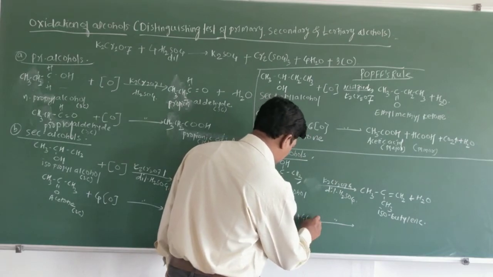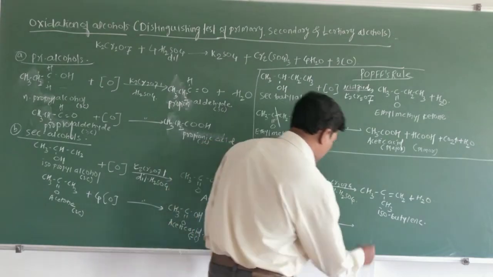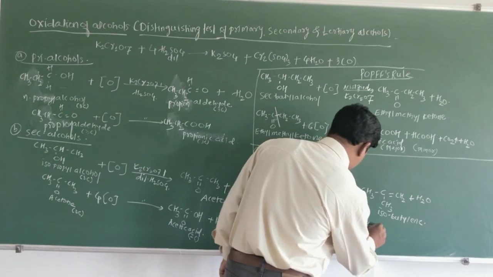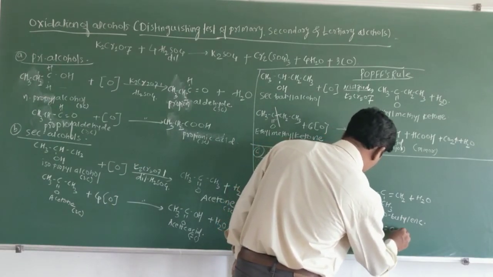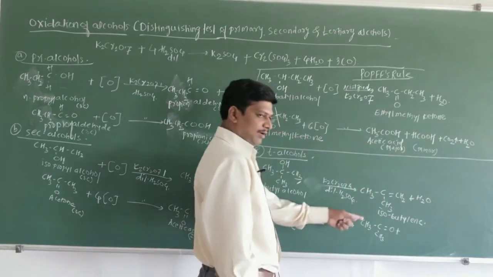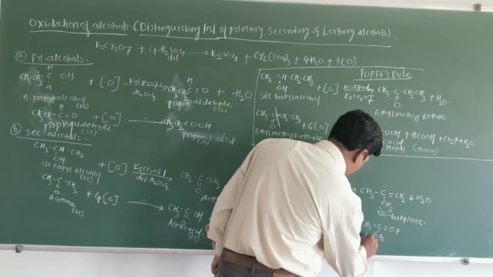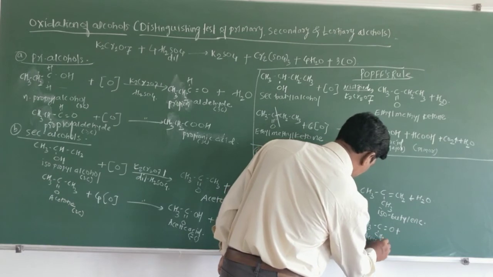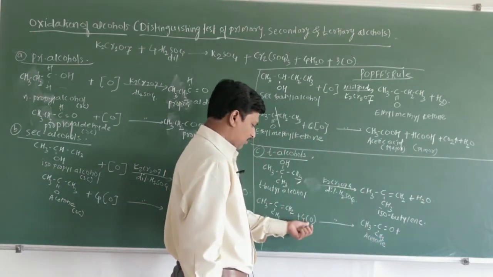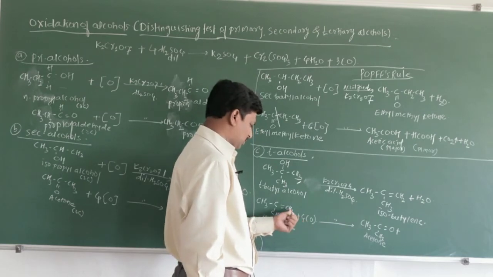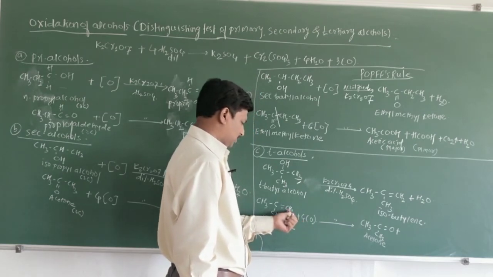Oxidation to form CH3 double bond O, and the name of this product is acetone. Acetone: CH3 from this, one oxygen atom, to form the acetone here.